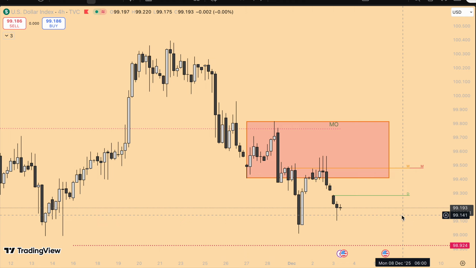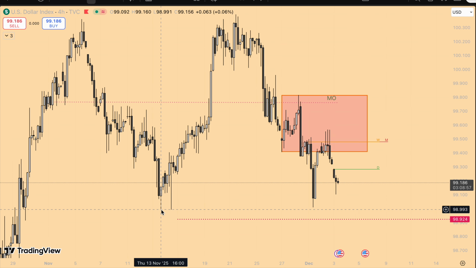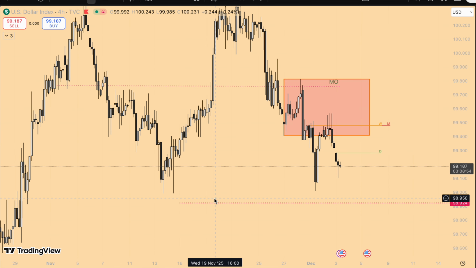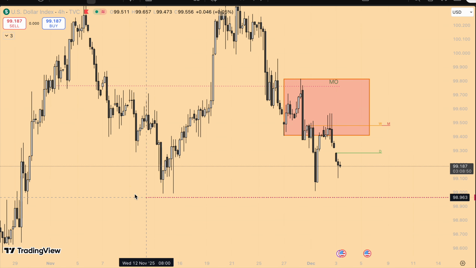Okay, as we still have these weak lows here on the dollar, like we have these open lows on the dollar, all of this, I'm interested in all this liquidity. I'm interested in taking out all of them.